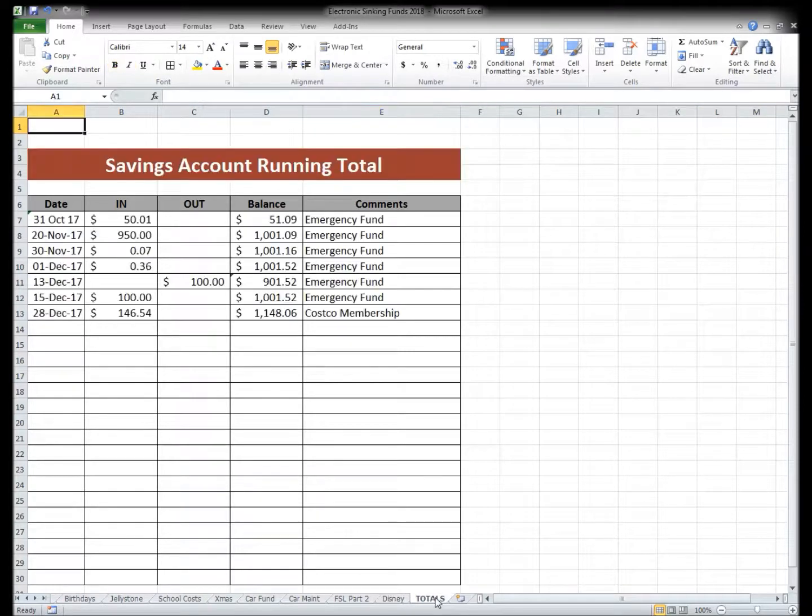And then the last tab I have here are totals. So it says savings account running total. And that's because the money that I'm putting into these categories, I'm putting into one account. And a lot of the people that I've watched on YouTube that have sinking funds or electronic sinking funds have separate accounts in their bank. They'll have one that's specifically for birthdays, one for Christmas, one for car fund, that kind of thing.